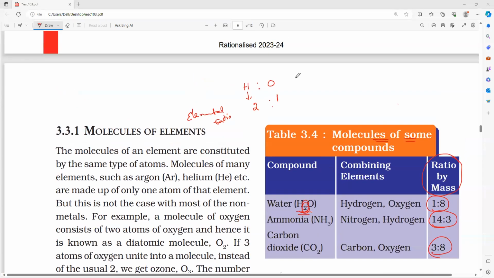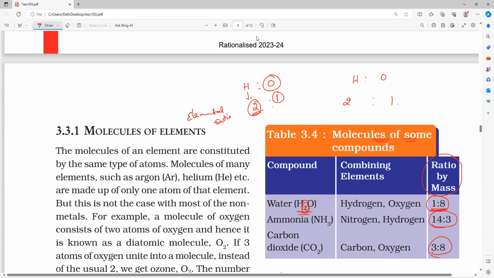So now see, ratio by mass, they have written 1:8. Sir, what is that? Let us see. How many hydrogen atoms are there in water, everybody? 2. Clear? How many oxygen atoms are there, everybody? 1. So hydrogen to oxygen ratio is 2:1.